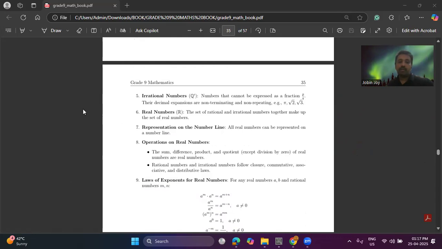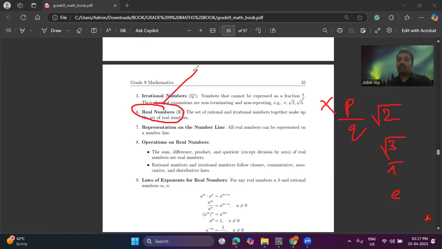Then we discussed irrational numbers. Any number we can't express in the form of p by q is called an irrational number. Their decimal expansions are non-terminating and non-repeating. Examples of irrational numbers are root 2, root 3, pi, e, etc. Then we studied real numbers. Real numbers means rational and irrational numbers. Both are called real numbers.